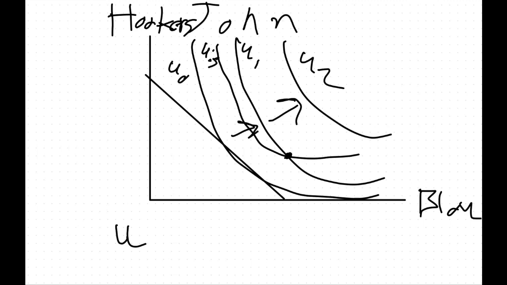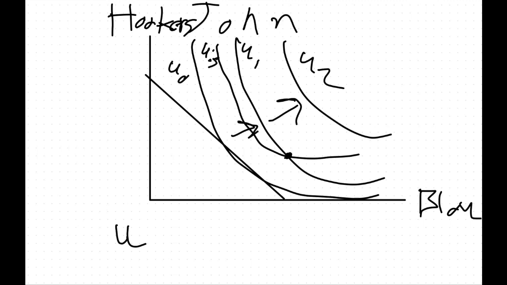Can you have two indifference curves that map to the same amount of utility? Like, maybe it goes up and then down? You mean like if U1 and U2 both have the same amount? Well, you have U1, they're both functions of hookers and blow. You could conceive of some function such that you can have different curves that have the same utility, yes?